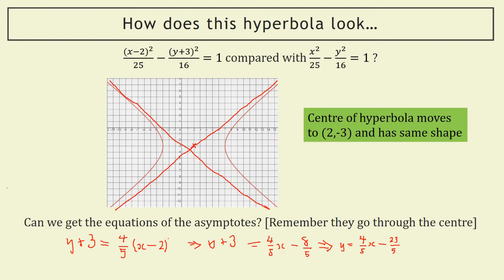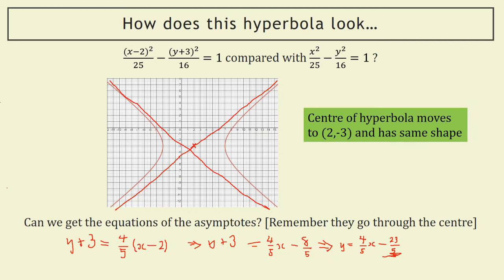Okay, and you would have to do something similar for the negative one. Be careful, you can't just say, oh, I'll just make that plus or minus there, because this minus 23 over 5 will not be the same. Okay, it's not going to be the same. Think about it. This bit on the end here is the intercept, isn't it, of the line.